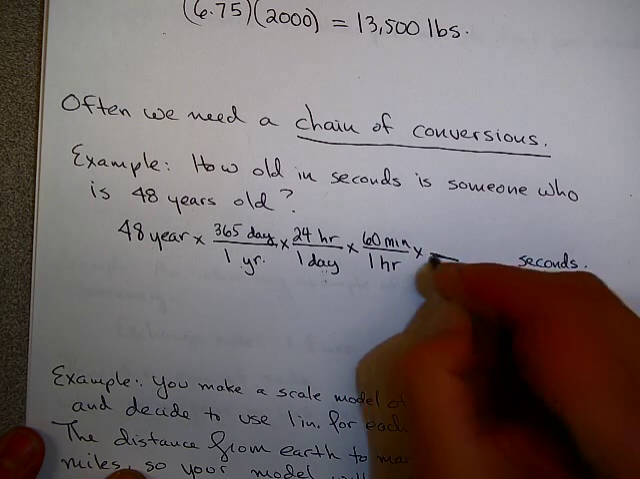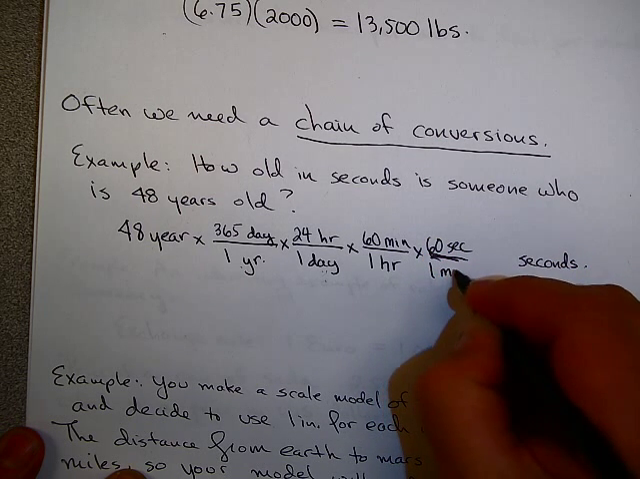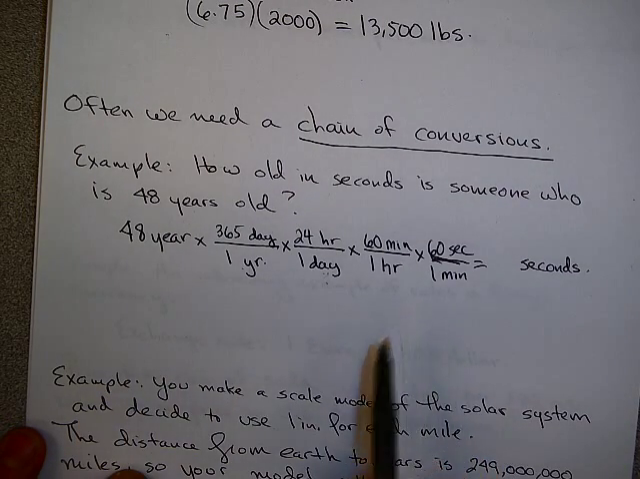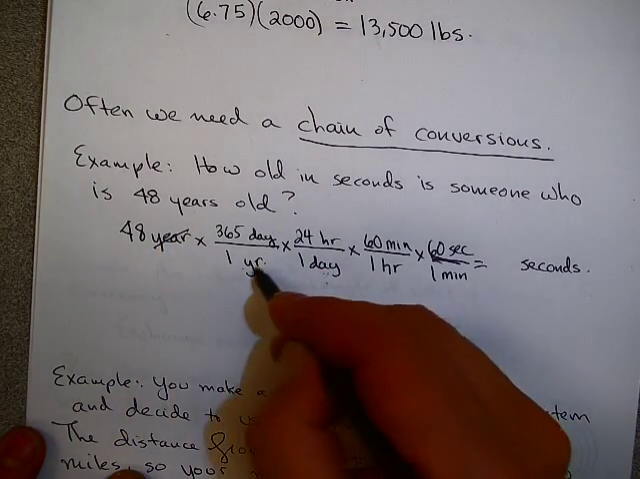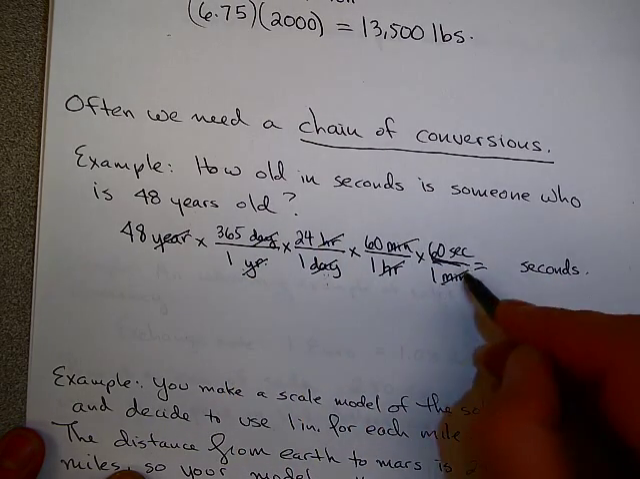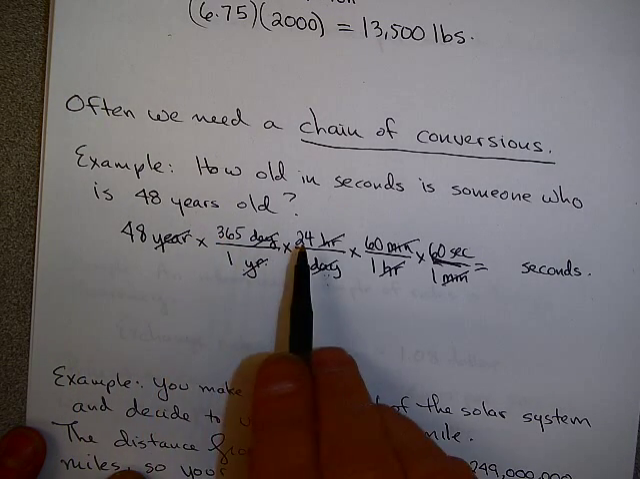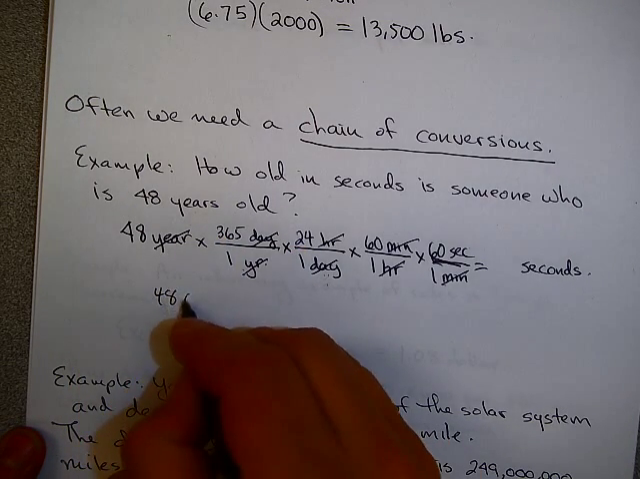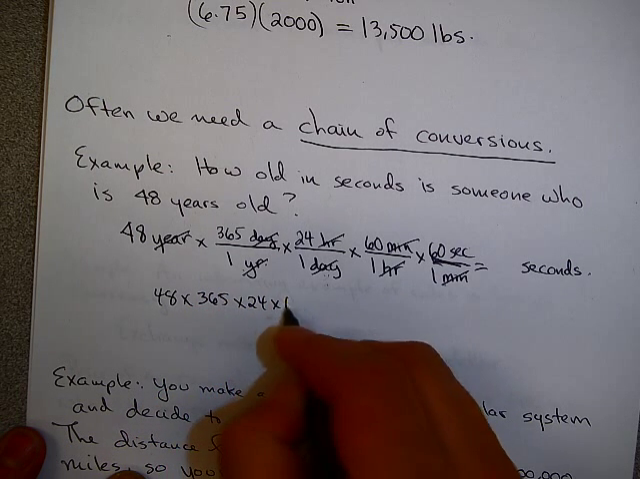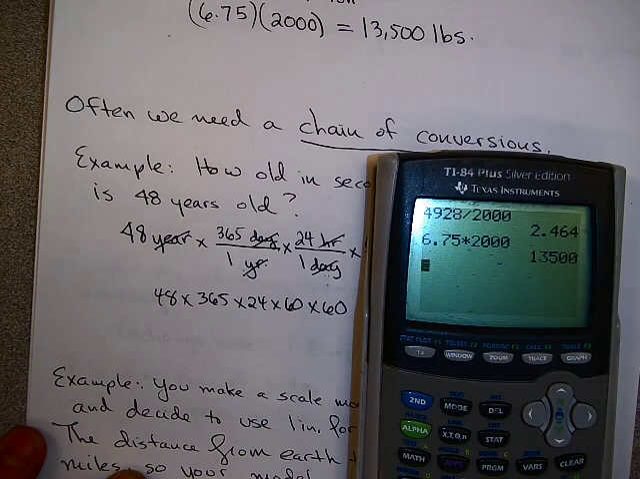And you also probably know that there are 60 seconds in 1 minute. Now this here is a chain of conversions, where you would eliminate years, eliminate days, eliminate hours, eliminate minutes, and finally have seconds. So your answer is 48 times 365 times 24 times 60 times 60. Let's do that calculation.